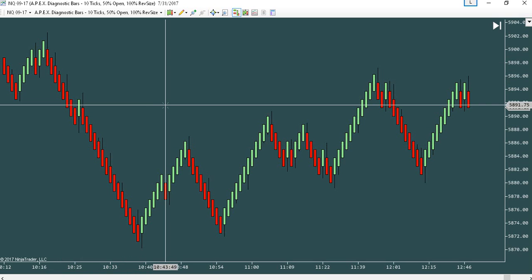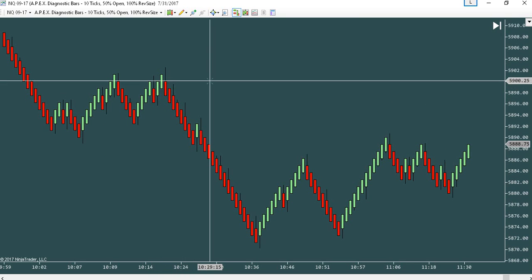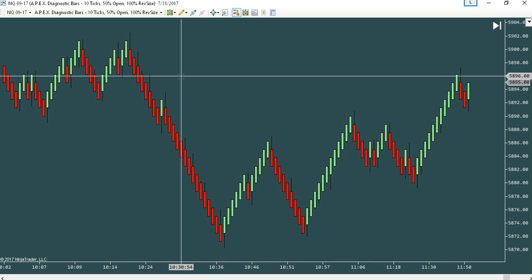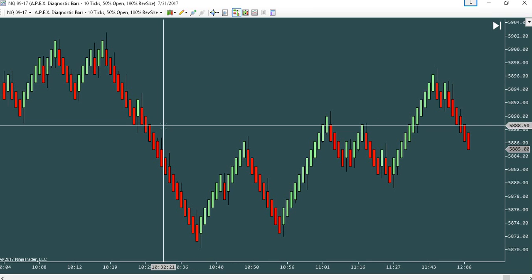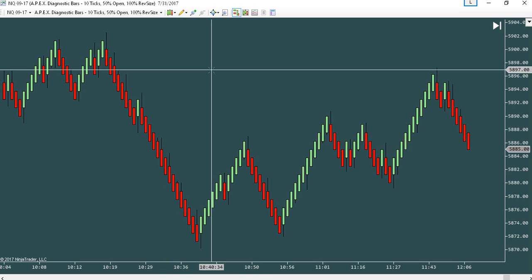Now, the thing that can be misleading if you don't understand diagnostic bars is you won't always realize that the market might be in chop. Okay, what do I mean by that? Well, let's just take a look at something here. First of all, I want to show you an indicator. This is a very important indicator for you to learn.